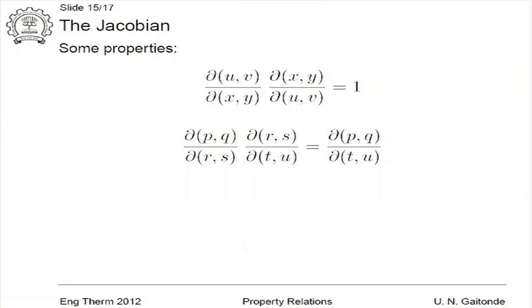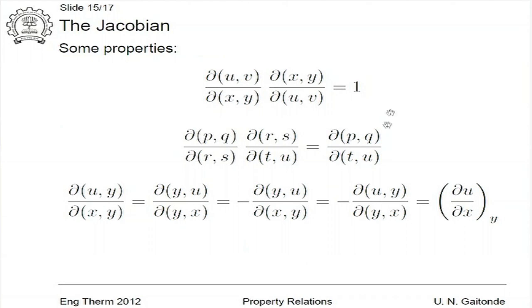But the really important relations for us are these. The partial derivative of U with respect to X at constant Y can always be written in this form. It can be shown to be equal to the Jacobian of U and Y with respect to X and Y. Notice that in the left hand column here, U and X are the numerator and denominator functions in the derivative. And in the right hand column, the common variable Y is the variable which is maintained constant. You will find this in your calculus book, and you can check this out for yourself using the definition of the Jacobian.